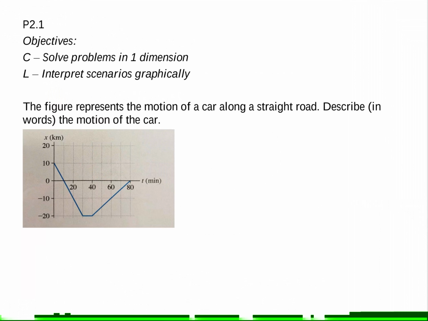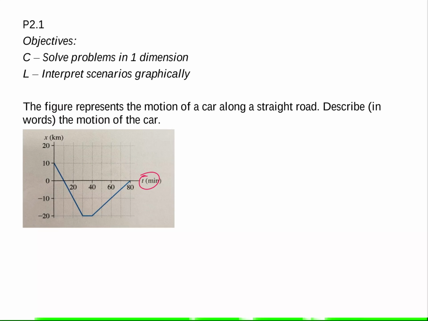So now we look at the graph. And on the graph, we see a couple of things right off the bat. We see axes, and the labels on the axes show us that on the horizontal axis, we're dealing with t in minutes, so time in minutes. And then we have on the vertical axis, x. So the x here is representing our position in kilometers, okay?